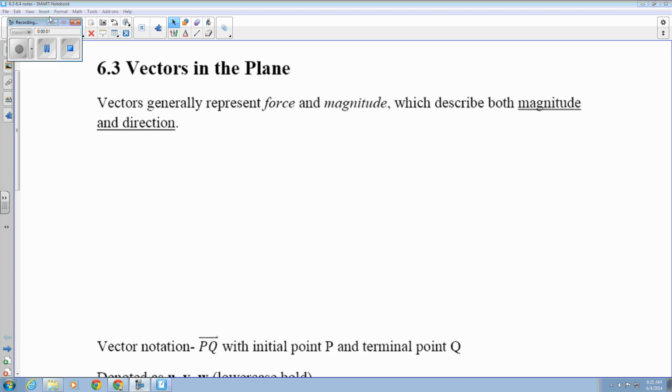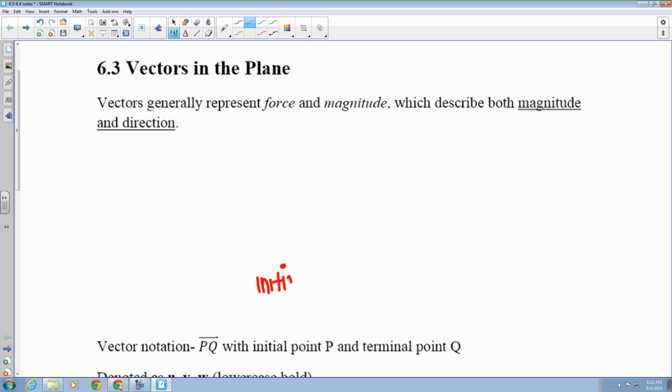All right, we're doing section 6.3, which is vectors in the plane. So vectors are representative of force and magnitude, where magnitude is the length, and direction is also described in a vector, and they look like a ray almost. So we have a point of origin, which is called our initial point. And our vector is going to go off, and this point down here is called the terminal point.